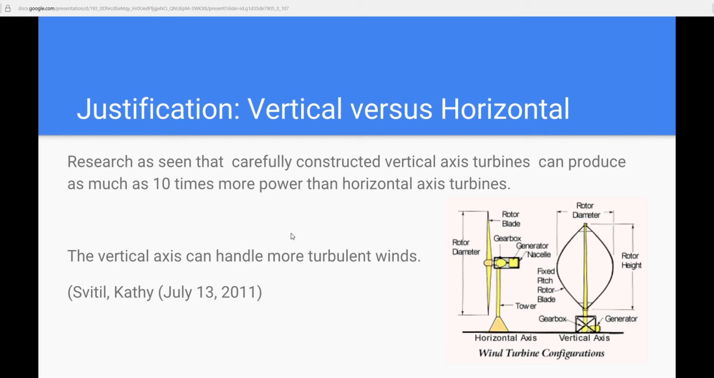Some more justification is that we found a study about 6 years ago that was comparing vertical versus horizontal turbines. They found that vertical turbines are much more efficient at handling large amounts of wind, they're more durable, and them being omnidirectional makes them a much more pragmatic use of a turbine. So that is why we decided to go with it.